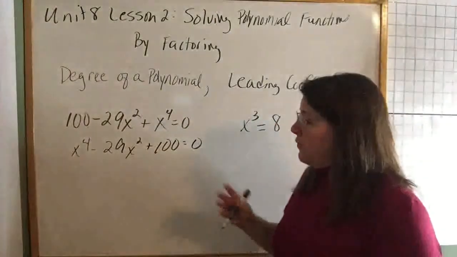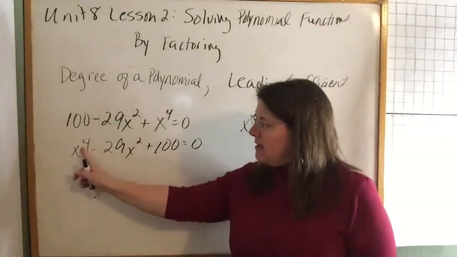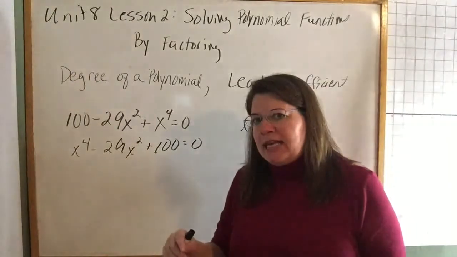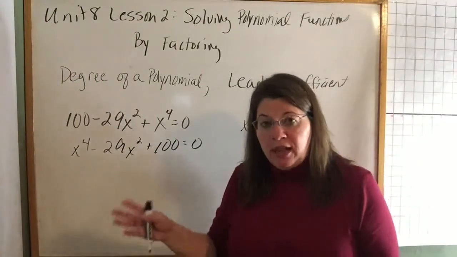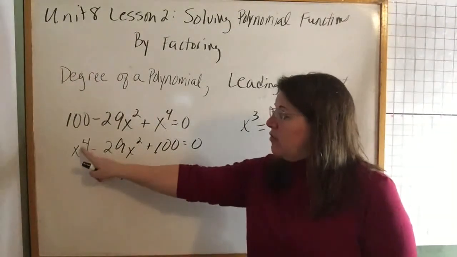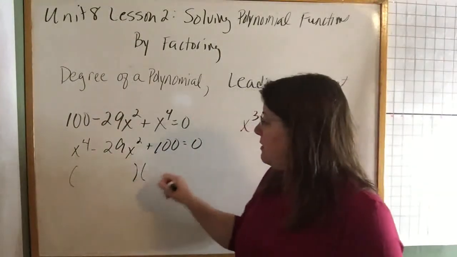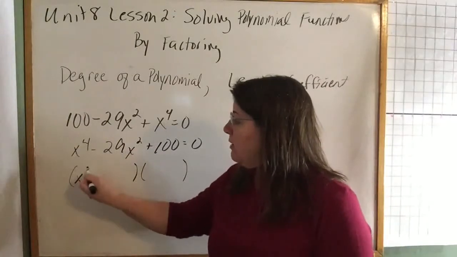So if I do this one, the first thing I'm going to do is, since that's x to the fourth and my middle term is x squared, that gives me a hint that I need to factor this like a trinomial, but instead of this being x squared, it's x to the fourth. So instead of having an x and an x in my parentheses, I need an x squared and an x squared.